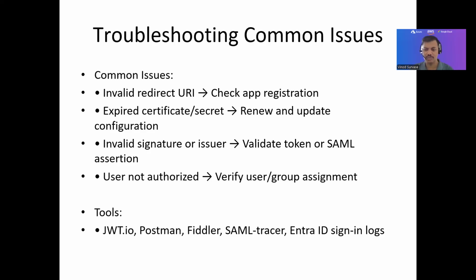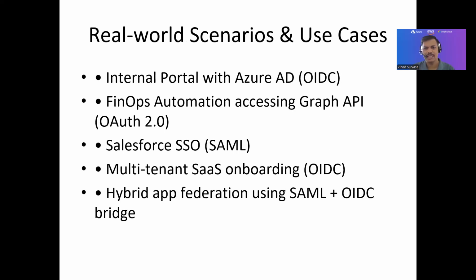So those are the scenarios as well, and some of the real world use cases, right? Starting from an internal portal with Azure AD, which is of course integrated with OIDC, and then another application, which is FinOps Automation accessing Graph API with OAuth 2.0, Salesforce SSO with SAML, multi-tenant SaaS onboarding, of course with OIDC, and hybrid app registration of federation using a SAML plus OIDC bridge, right? So these are some of those examples which can give you more clarity.